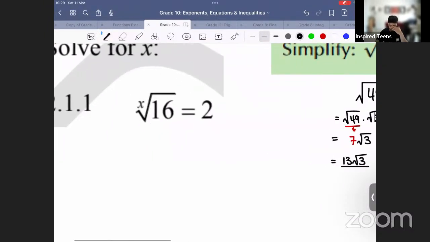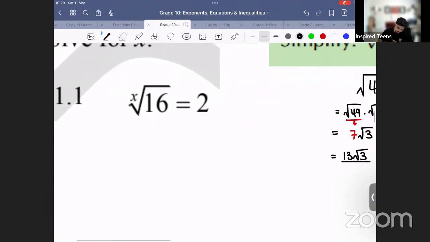Okay, this question was silly. I don't even know why I put it there. But they're basically asking which root of 16 gives us 2. It's actually a 1-mark question. The cube root of 16 would give us 2, I believe. 2 times 2 times 2. No, it's like the 4th root.